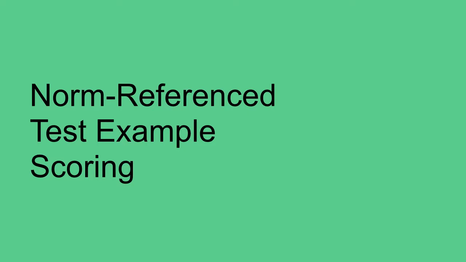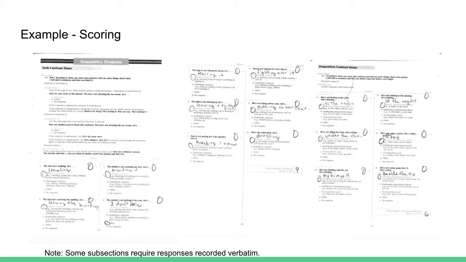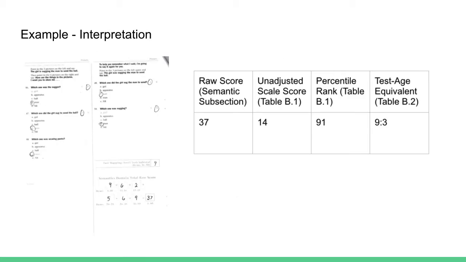The following slides include example scoring from the semantic subsection of the norm reference assessment that was administered and shown previously in the videos. These are examples of scoring the verb contrast and preposition contrast items in the semantics domain of the DELV. It is worth noting that in addition to numeric scoring, some test items require recording the child's response verbatim. The scores that we recorded for this domain are as stated in the table. The child has a chronological age of a little more than 6 years, but had a test age equivalent of 9 years and 3 months, so she did quite well compared to other peers.